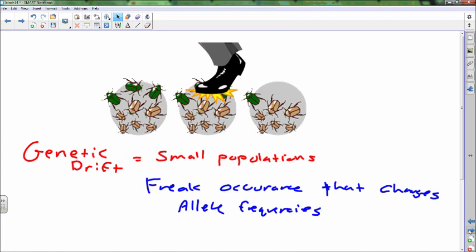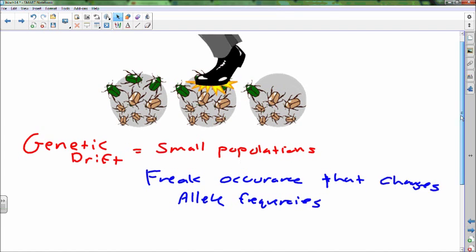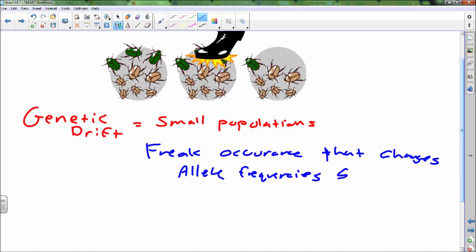Our next example is genetic drift. Genetic drift is something that happens with small populations. So in a small population, freak occurrences, just random events, can change allele frequencies significantly. And we should probably add that to our definition here.